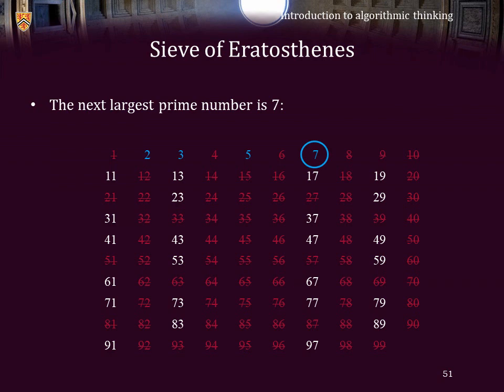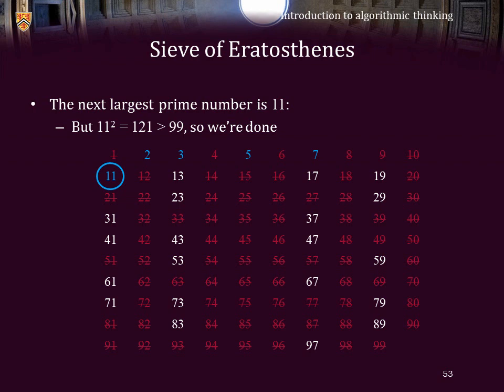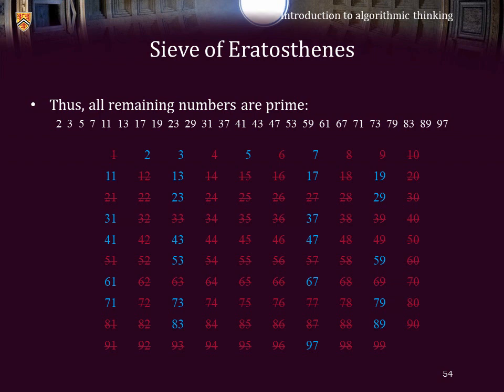The next largest prime number is 7, and again we will eliminate all multiples of 7 greater than or equal to 7 squared, or 49. Having done this, we observe that the next largest prime number is 11. But wait a second, 11 squared is 121. That's already greater than 99, and so actually we're done. All the remaining numbers that were not struck out are prime, and there's our list.